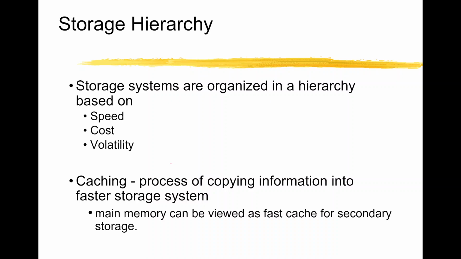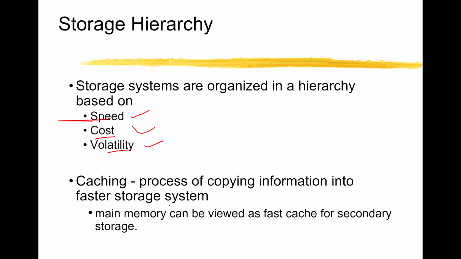The storage systems are organized in a certain hierarchy based on speed, cost, and volatility. We are going to look at this concept of speed, cost, and volatility: how fast they are, how expensive they are, and how long they can store data. So look at the term caching. Caching is the process of copying information into a faster storage system. The memory can be viewed as a fast cache for secondary storage.